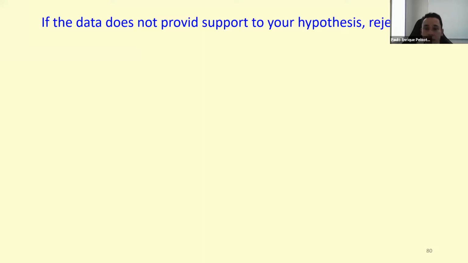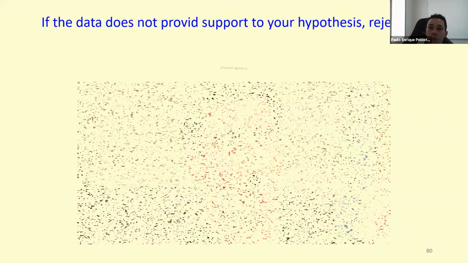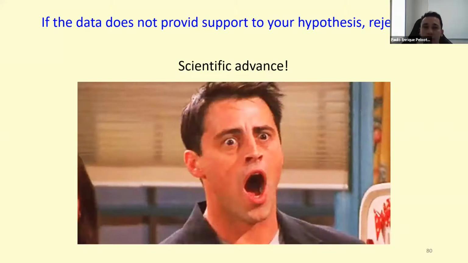counting with these limitations. So whenever you spend a lot of time planning your observations, your experiment, and you have reliable data, and it does not provide support to your hypothesis, reject it, because by rejecting your hypothesis, you'll be providing scientific advance. And this is very important, because when you have a non-significant result, you may discuss, for example, the implications related to the non-existence of a given process, okay?